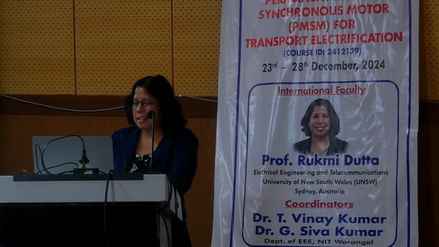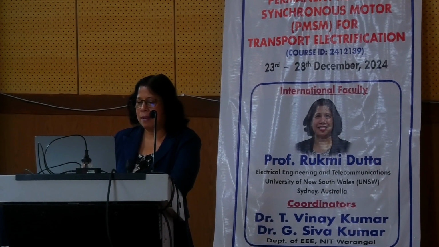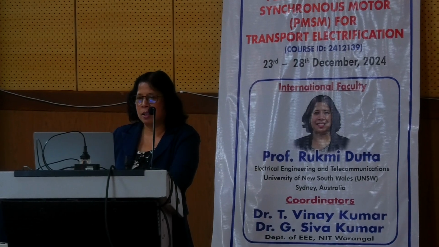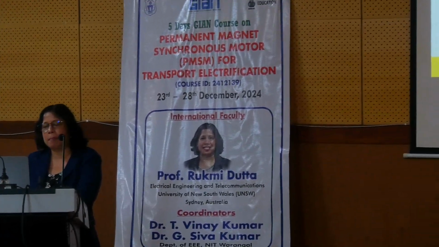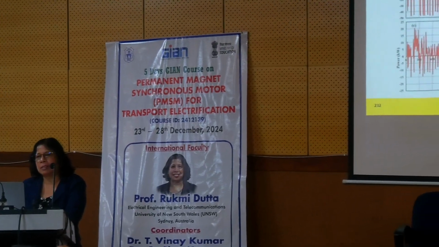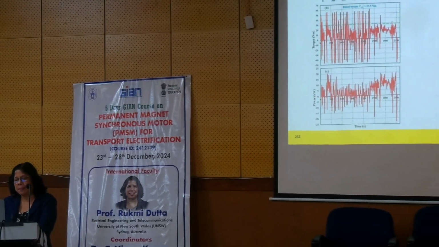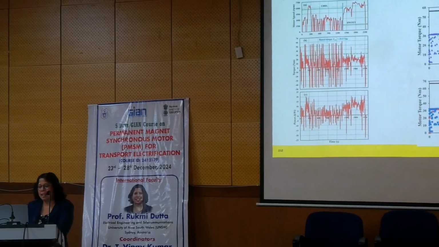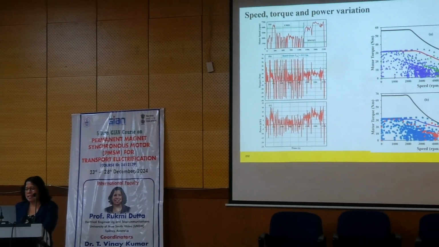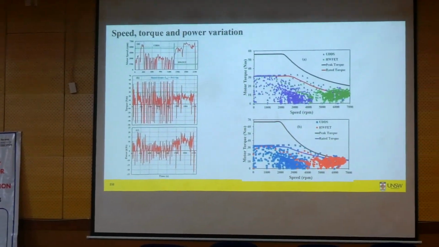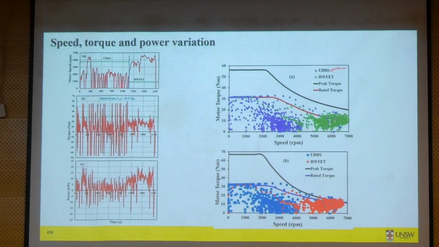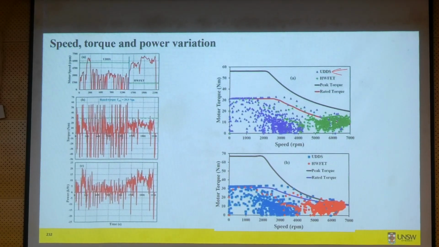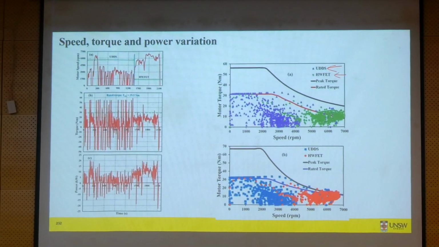So in this system, if we look at how the speed, torque, and power change in an EV, you can see it here. This is the urban driving cycle. This is the highway driving cycle, right?